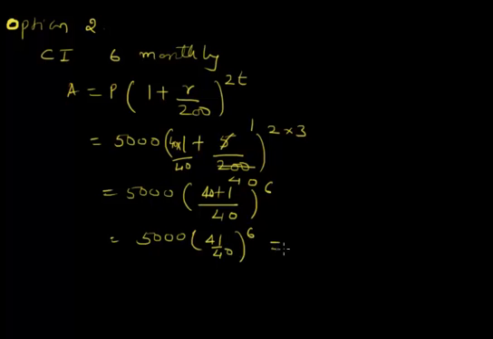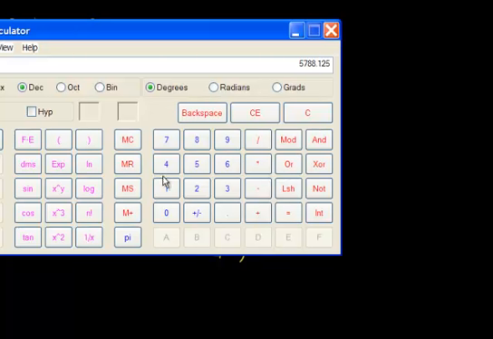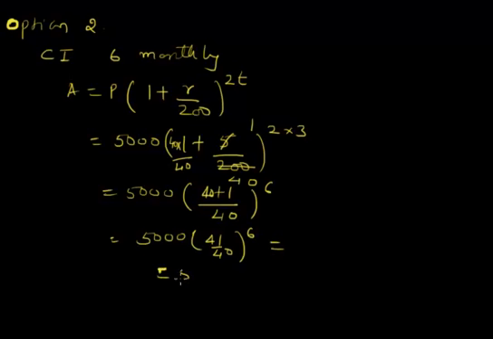So if I calculate its value, this will give you the amount at the end of 3 years. 41 over 40 raised to 6 times 5,000 is 5,798. So its value at the end is $5,798.